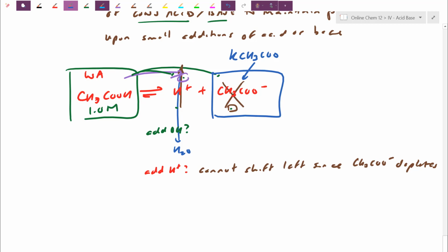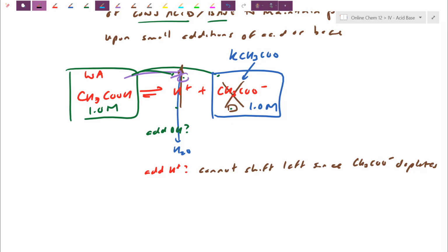It does already shift to equilibrium, but we can get to a point where we have good amounts. Usually I like having equal amounts because we can do a little bit more math with that, but even if this were, let's say, 1.1 and 0.9 molar, it's still a buffer system. And so, if you then add that H+, now that the acetate has increased, I do have the ability to actually shift left and shift right.